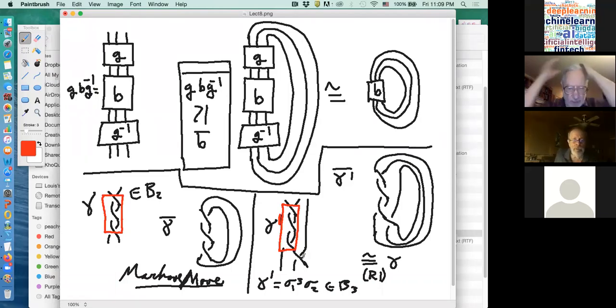So that's another way in which you can have different braids in different sizes of braid groups that will close to the same knot. But there's a wonderful theorem, the Markov theorem.